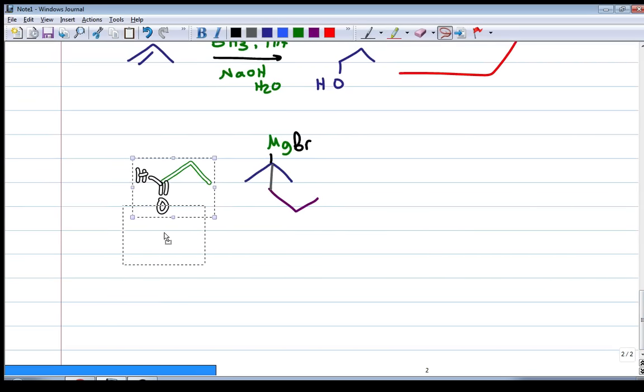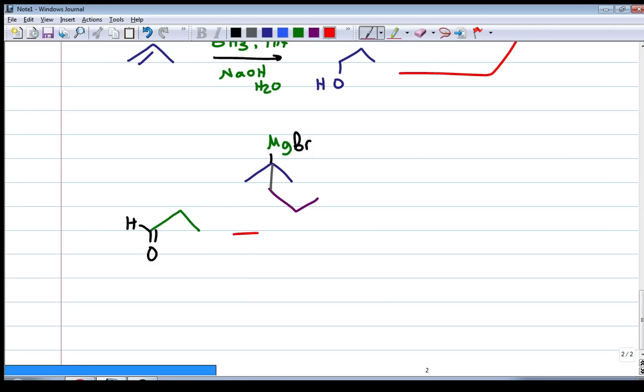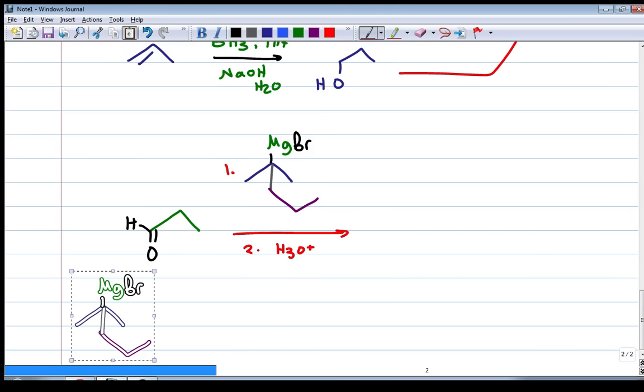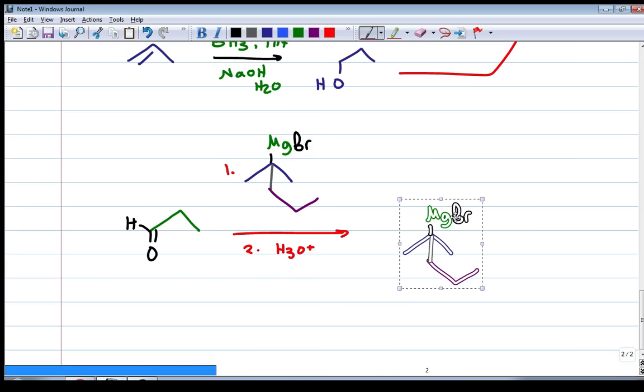So let's move this down, showing that my reagent is the Grignard in step 1, step 2, H3O plus or H2O, depending on which one your professor uses. That will protonate the alcohol that I form. And this will give me a final product. I wanted to show you exactly how it all lines up.